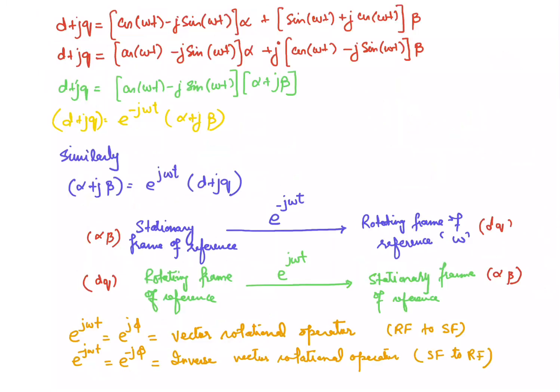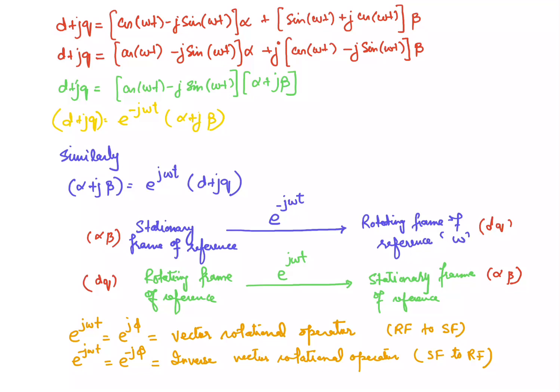Similarly, over here you can see we derived that if you want to convert the stationary frame of reference into the rotating frame of reference, that is DQ, you have to multiply with this inverse rotational operator, and from the rotating frame of reference to the stationary frame of reference you have to multiply with the vector rotational operator. You can do the conversion with the help of this, where this omega is the speed of rotation of the rotating frame of reference, that is the DQ in this particular discussion.